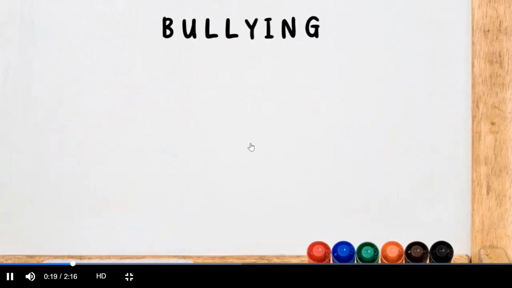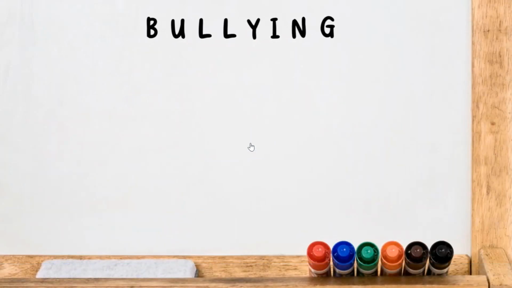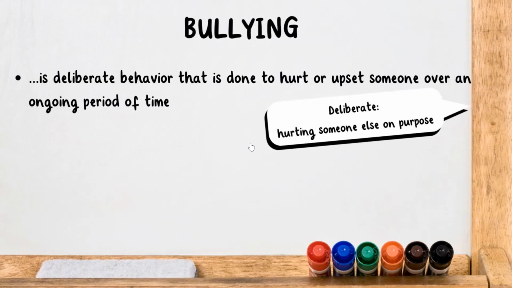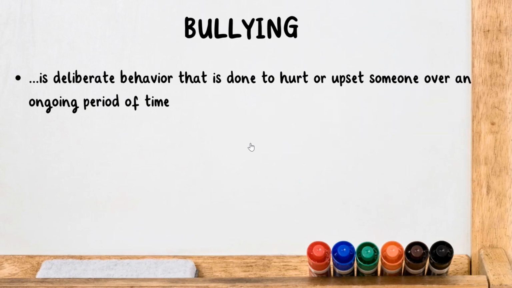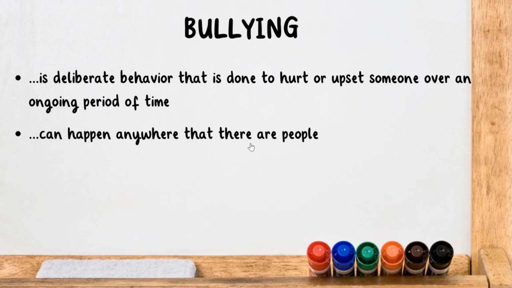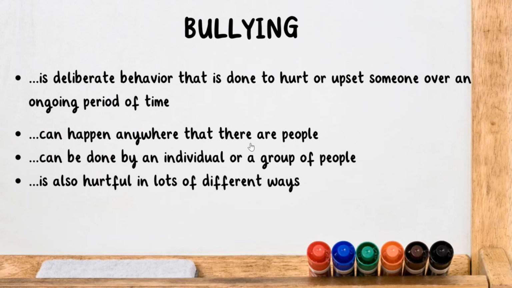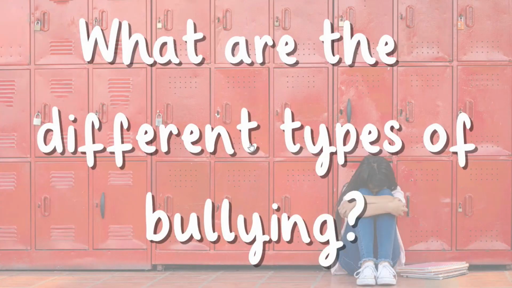Bullying can have a lifetime of harmful effects on kids and adults. It is deliberate behavior that is done to hurt or upset someone over an ongoing period of time. Bullying can happen anywhere that there are people, such as at school. It can be done by an individual or a group of people, and it is also hurtful in lots of different ways. What are the different types of bullying?